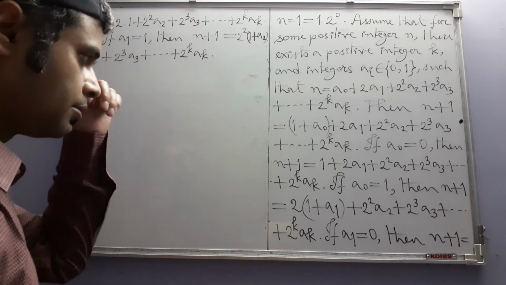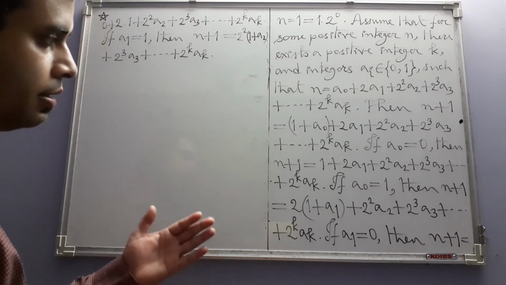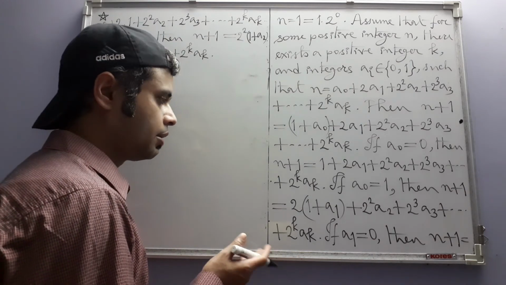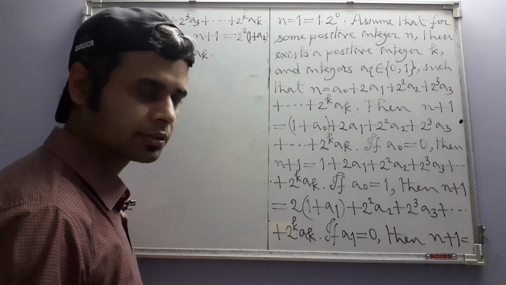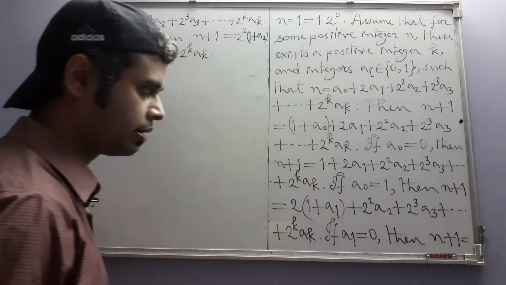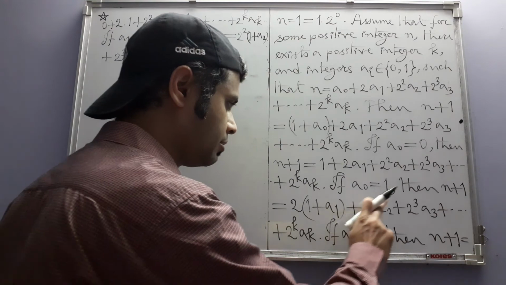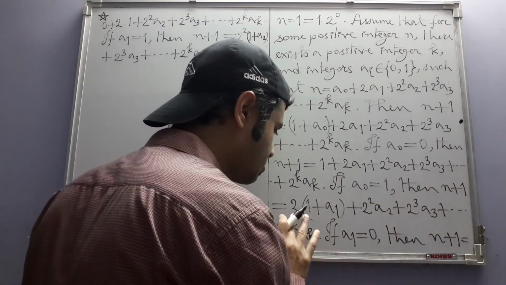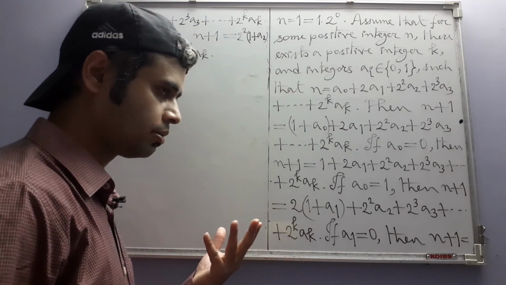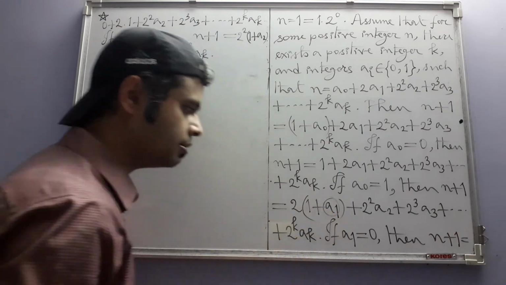Okay, so that means in each of these steps, it's a sequence of cases, right? If a0 is 0, then our job is done. If a0 is 1, then our job is not done. Keep that in mind. Then n plus 1 has been expressed in this form, but this form is not necessarily the form that we want. It depends on what a1 is.